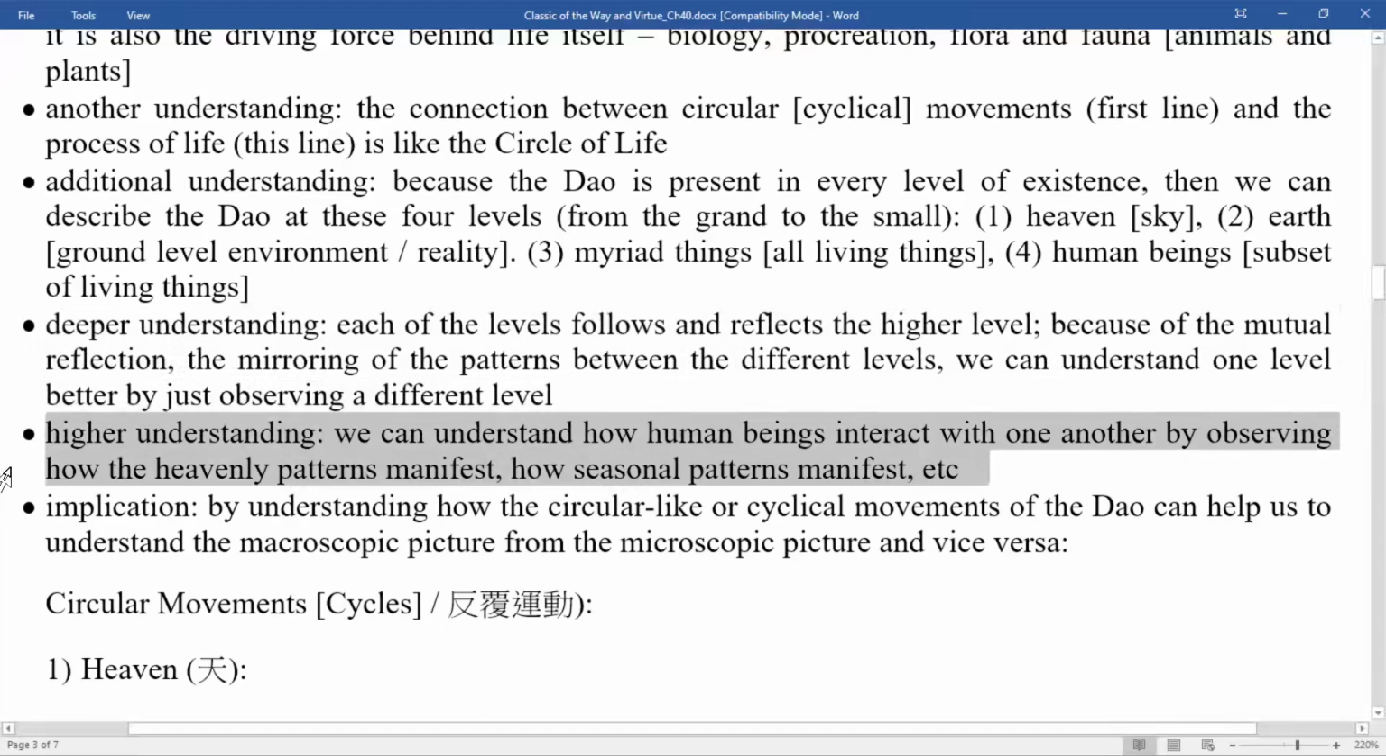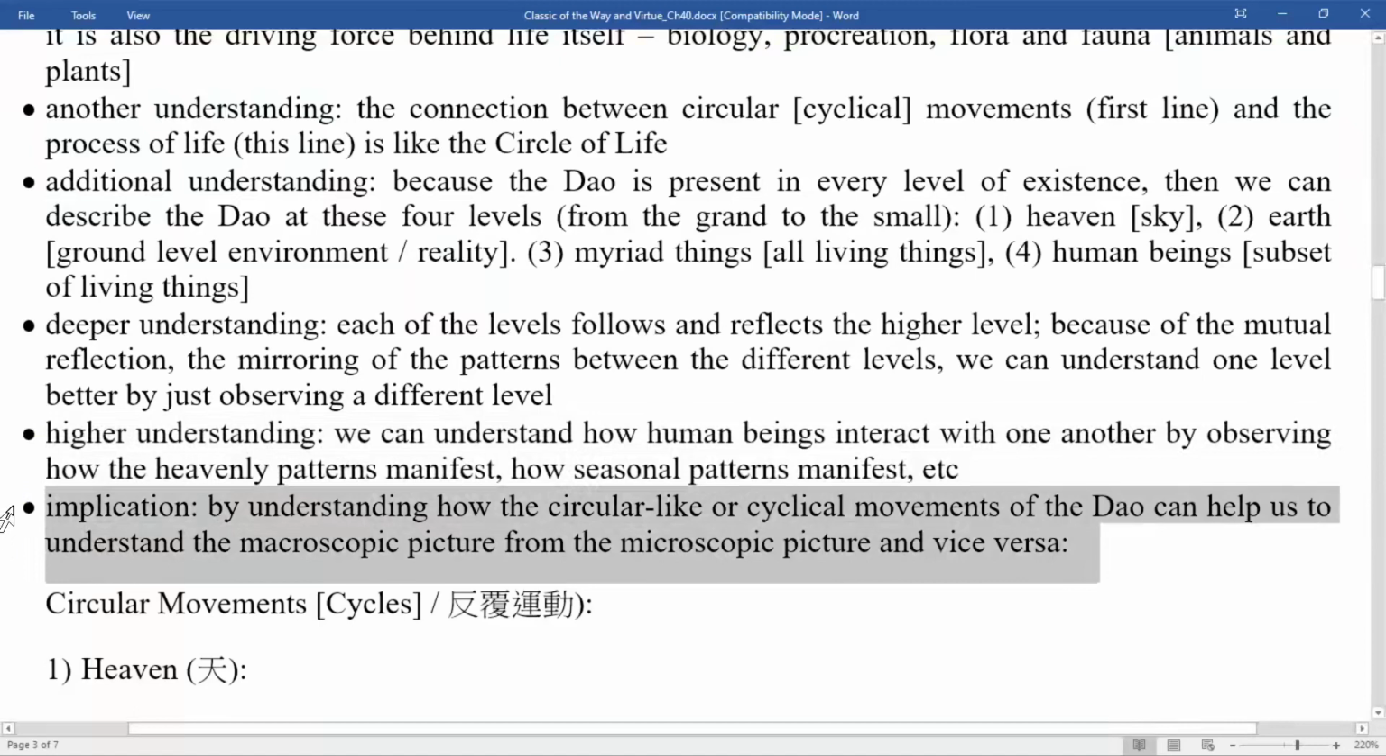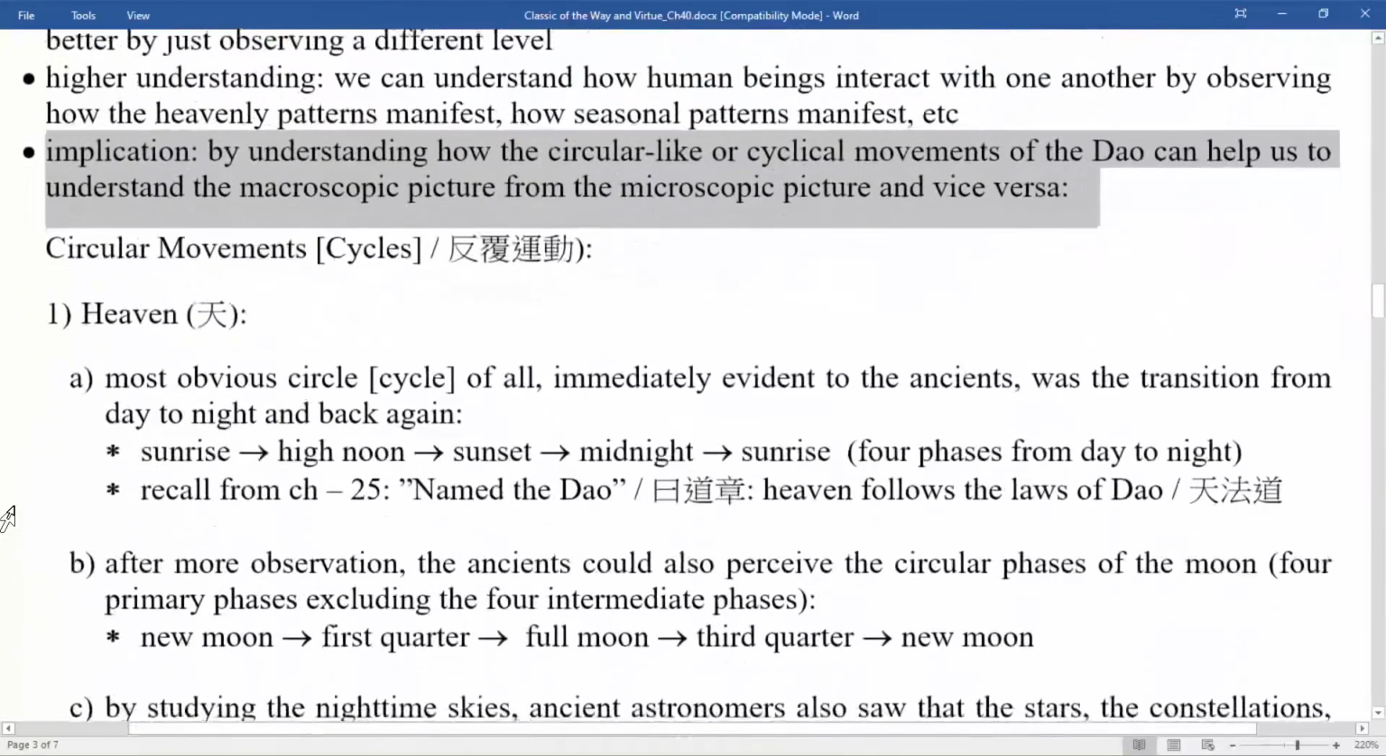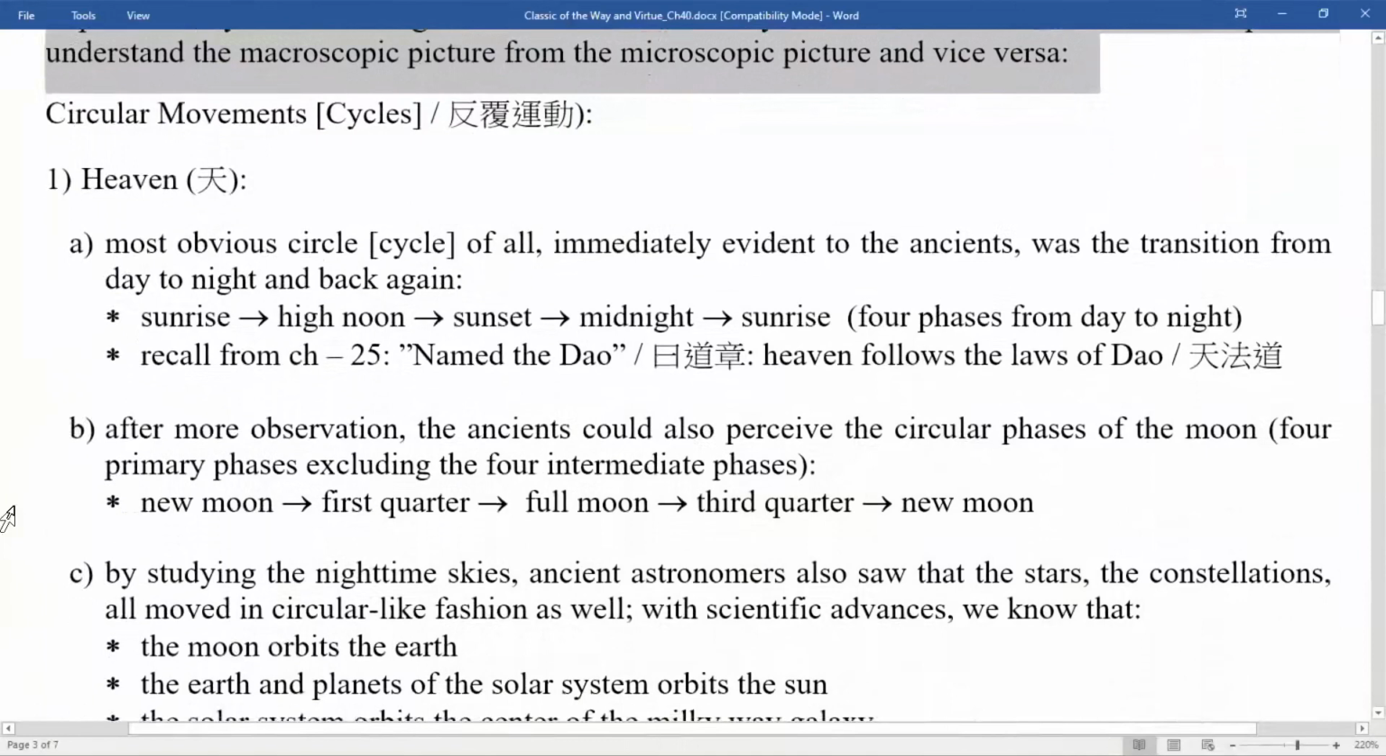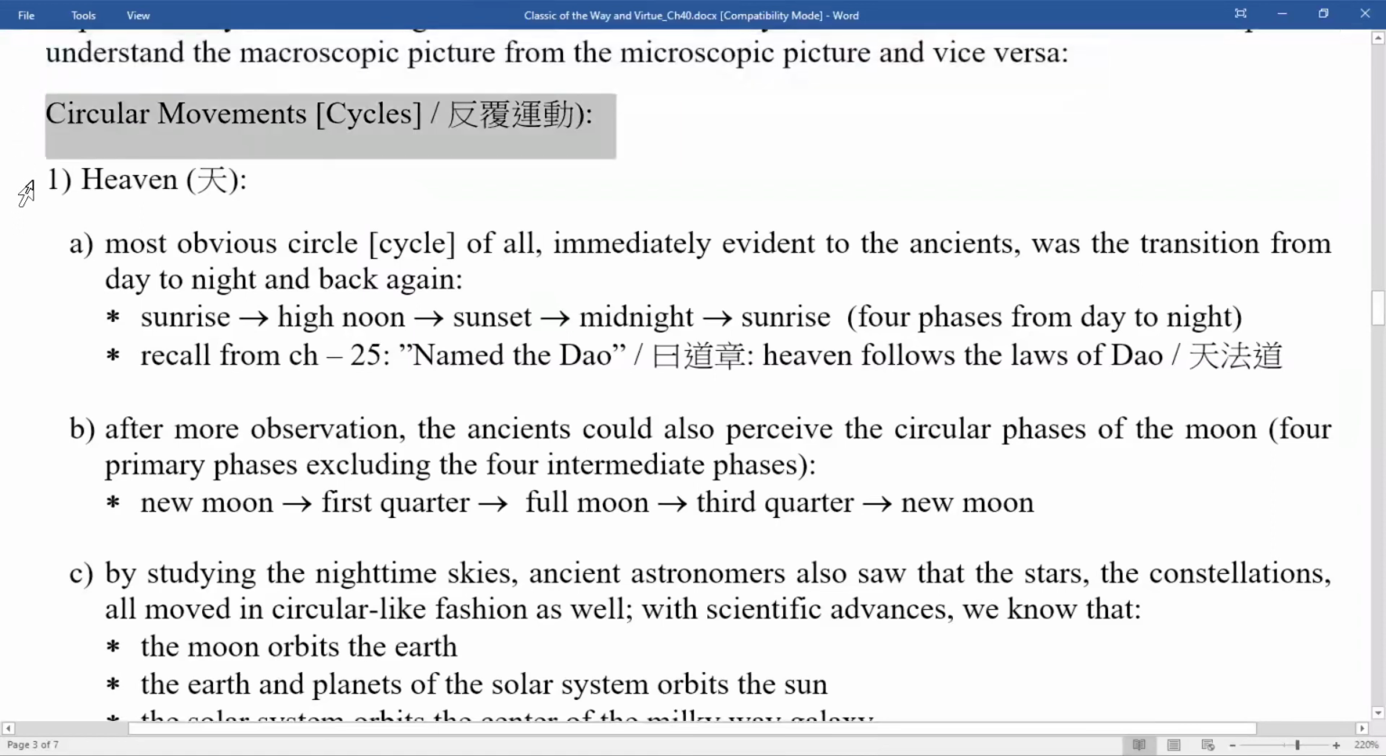So, a higher understanding: we can understand how human beings interact with one another by observing how the heavenly patterns manifest, how seasonal patterns manifest, etc. So from the high to the low, or low to the high. The implication is that understanding the circular or cyclical movements of the Tao can help us understand the macroscopic, or the big picture, from the microscopic picture and vice versa. So these four levels reflect each other. Here are the circular movements or the cycles from the four different levels.